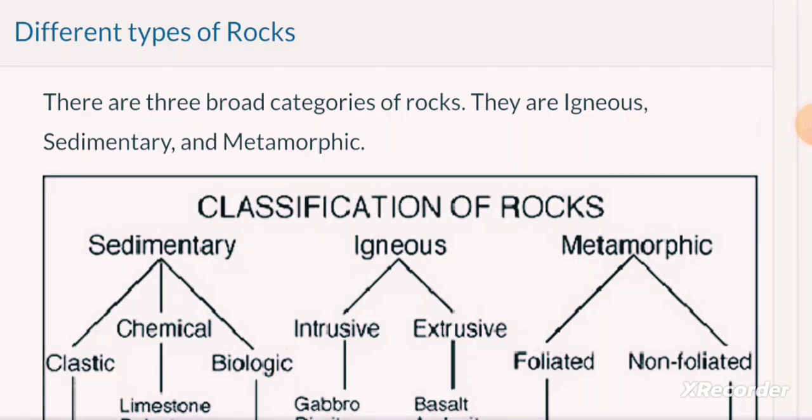So in this video we are discussing the types of rocks. In the previous video we discussed the formation of rocks, that means how rocks can be formed. So in this video we are discussing the types of rocks. There are three broad categories of rocks. They are igneous, sedimentary and metamorphic.